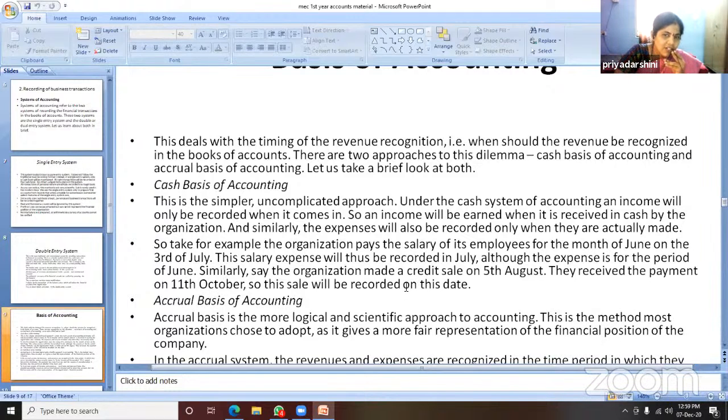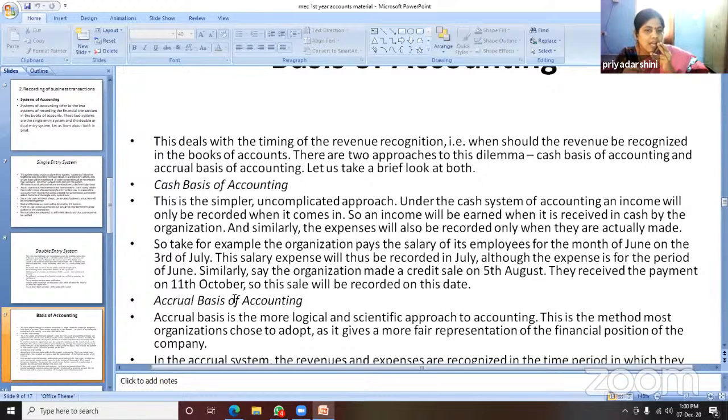Similarly, say the organization made a credit sale on 5th August. They received the payment on 11th October. So this sale will be recorded on this date. When the organization makes credit sales on 5th August, they receive the actual amount only on October 11th. So for that month only, they are recording it.